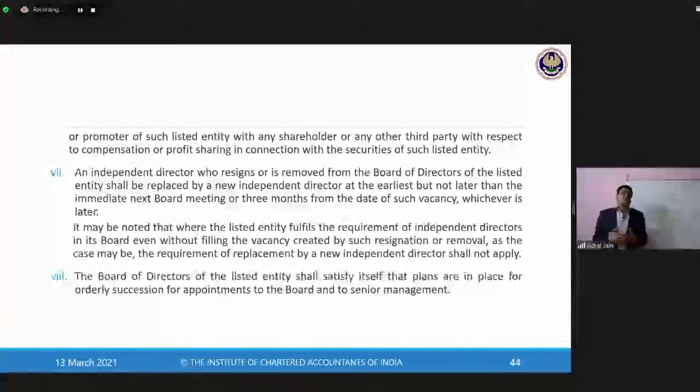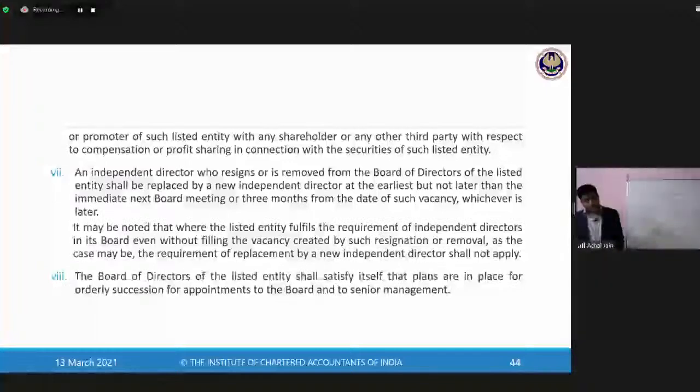Because let's suppose if this new independent director would only add to the minimum number, then we'll not just consider this number. This may be done or may not be done, but this number has to be of the minimum level. If that goes below the minimum level, then of course this requirement will have this time frame which needs to be ensured. Okay. Board of directors of the listed company shall satisfy itself that the plans are in place for orderly succession for appointments to the board and to the senior management.